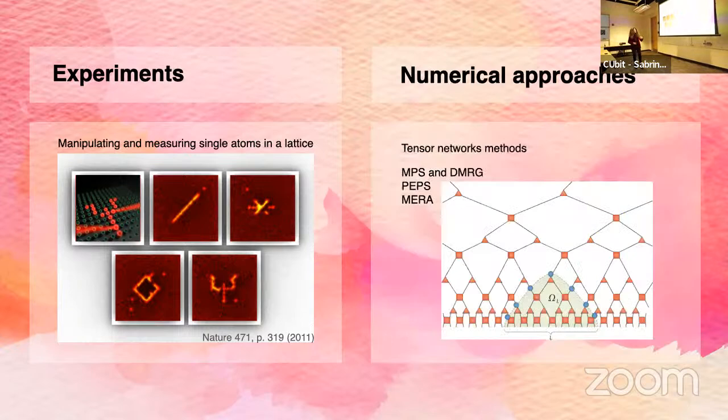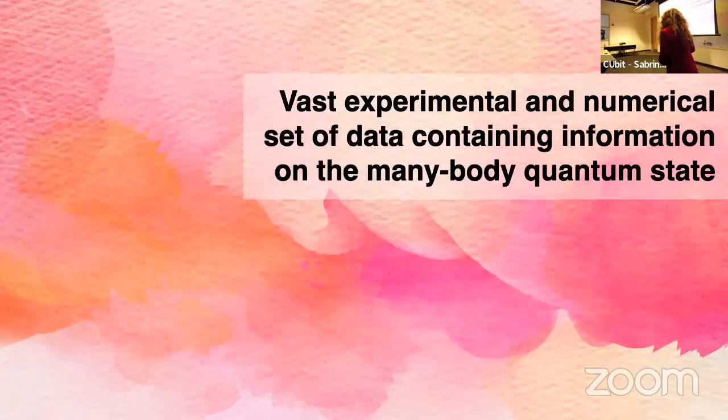On the other hand, when it comes to numerical approaches, very powerful techniques based on tensor networks have been developed to study numerically many-body quantum systems. But I want to tell you something that goes beyond this slide and try to reach a statistical description of many-body quantum systems in ways that are new. In particular, this experimental progress led to the availability of a vast amount of data that contain information on the many-body quantum state of the system.